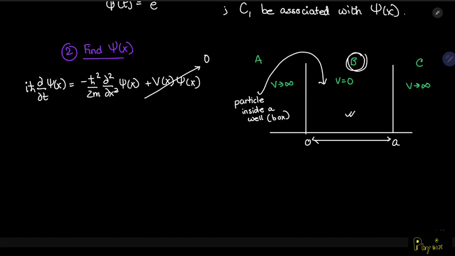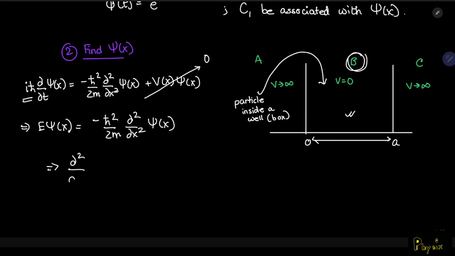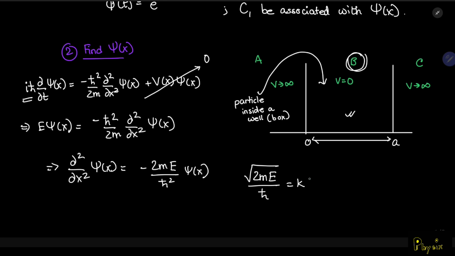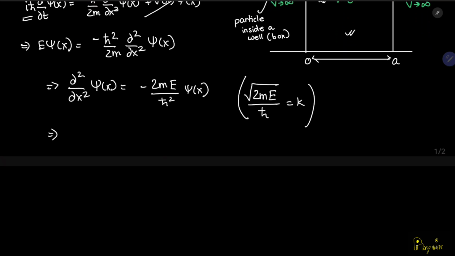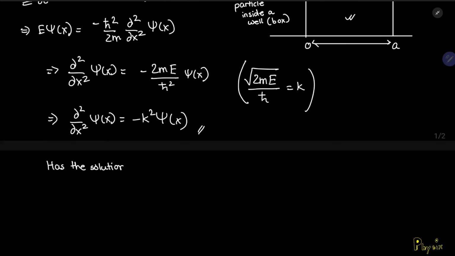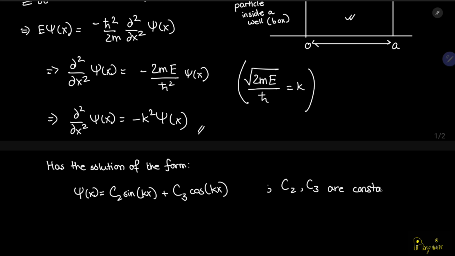Recall that when deriving the time-dependent part of the wave function, we called this entire term over here E, right? And therefore we can rewrite this as E times psi of x is equal to the rest of the thing. With a little bit of rearrangement with the method of separation that we did, we can rewrite this as follows. Just for convenience, we are going to call this term, the square root of 2mE all over h bar, equal to k. This allows us to rewrite our differential equation in the following way. Notice that this differential equation has the following form of solution.